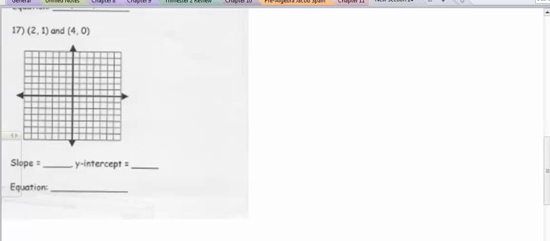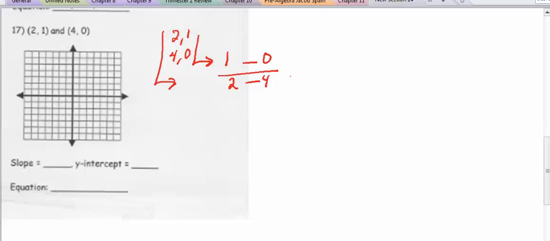Okay, so we've got 2 and 1. We're going to stack them up. We're going to rack them now, putting subtraction in the middle. So it's 1 and 0. 2, 4. Subtract. 1 minus 0 is 1. Keep, change, change. We get negative 2. So my slope is negative 1/2.